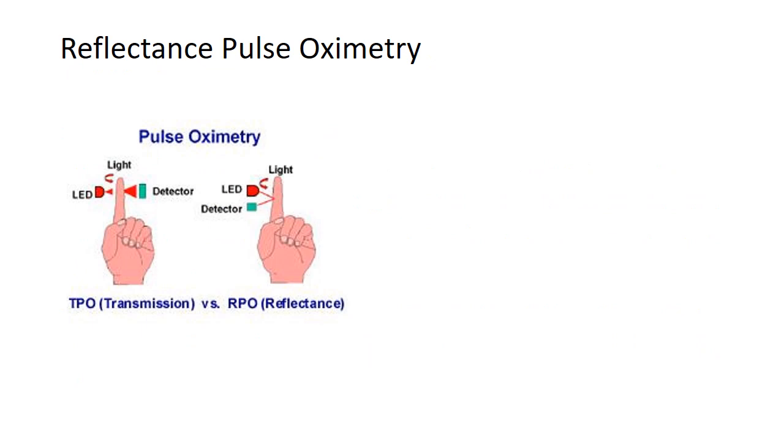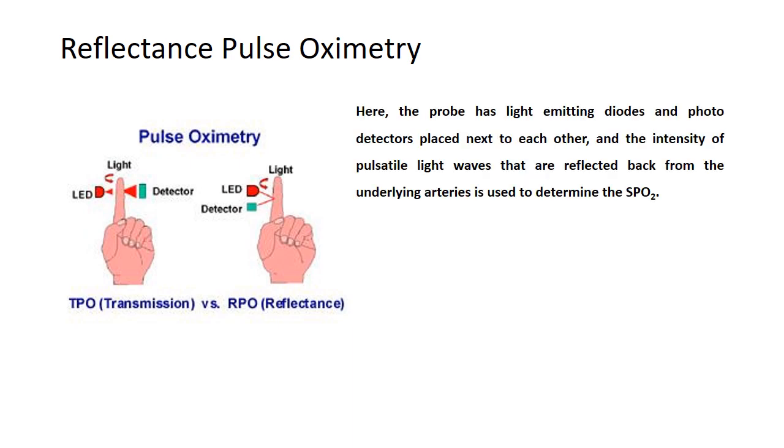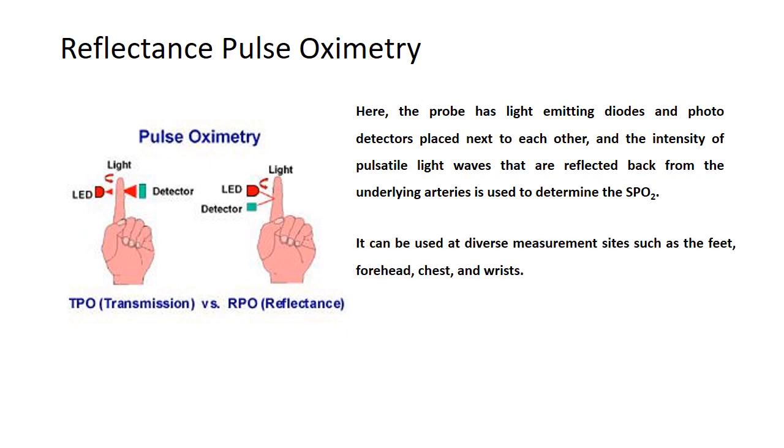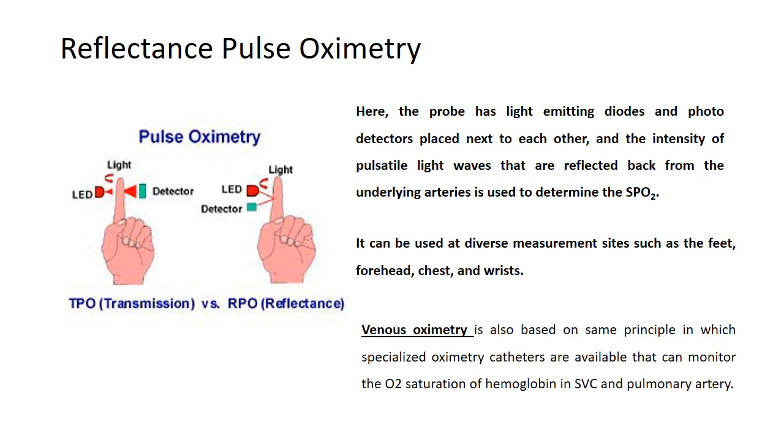Now, after the transmission pulse oximetry method, we will discuss reflectance pulse oximetry. In this condition, the probe has the light emitting diode and the photodetector both placed next to each other. The intensity of light waves that are reflected back from the underlying arteries is used to determine the SpO2. It can be used at diverse measurement sites like the feet, forehead, chest and wrist.